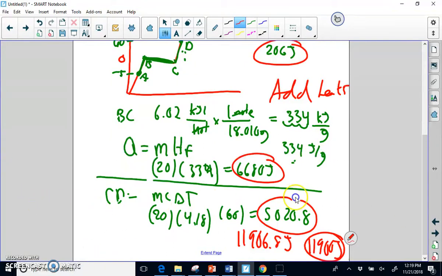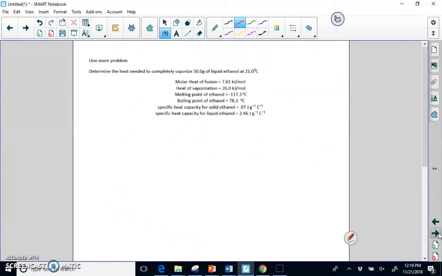Okay, we're now going to do one more problem, which is actually shorter, but it's not with water, so it may be a little bit more cryptic. It says: determine the heat needed to completely vaporize 100 grams of liquid ethanol, which is alcohol. All our problems are about alcohol or water, it seems. And just to make this easier, this is the formula for ethanol, and this is its molar mass.